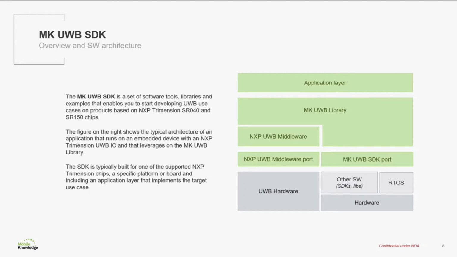The SDK is finally built for a specific platform or board that includes one of the NXP Trimension products. It includes some working examples that run on the UWB Shield 2 and the SR040 UWB tag. It is also delivered with tools for interfacing with UWB devices and for visualizing UWB data in computers and in Android smartphones.